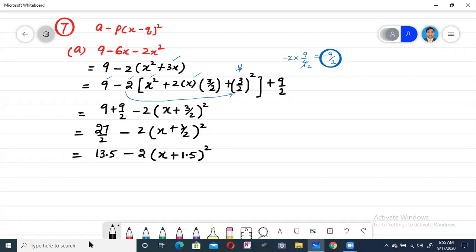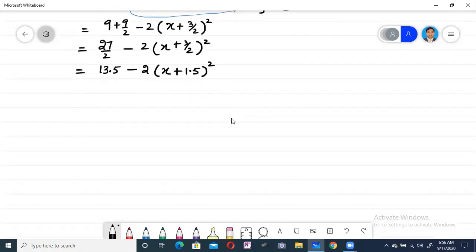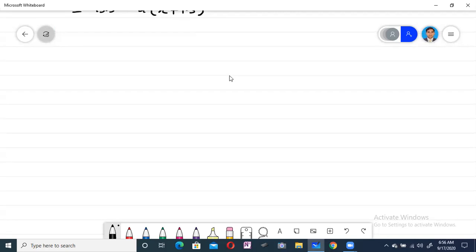This part B and C are similar to this one. B, C, D, all the parts are similar, and you can do those parts easily. As in question number 5, 6, and 4 also we did the same type of questions. Now we are going to do the next question, question number 8.